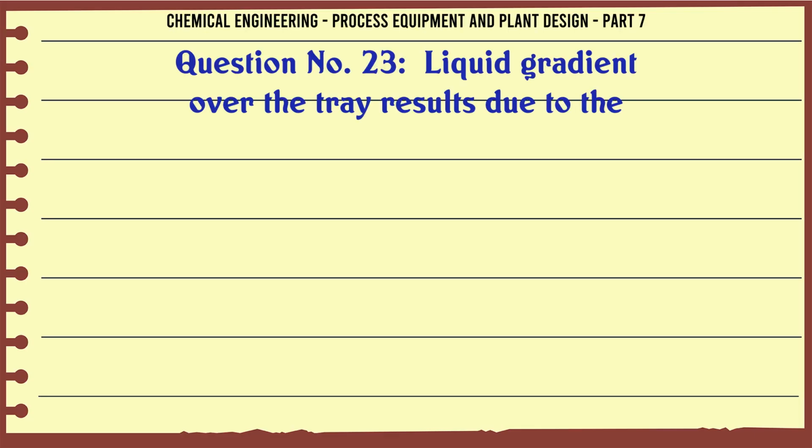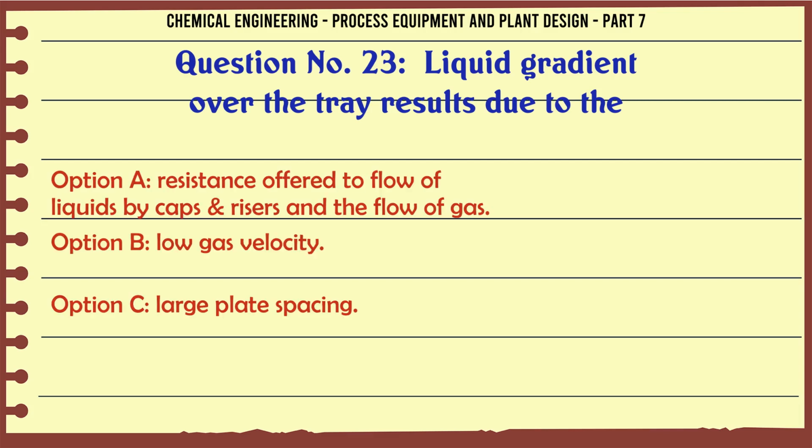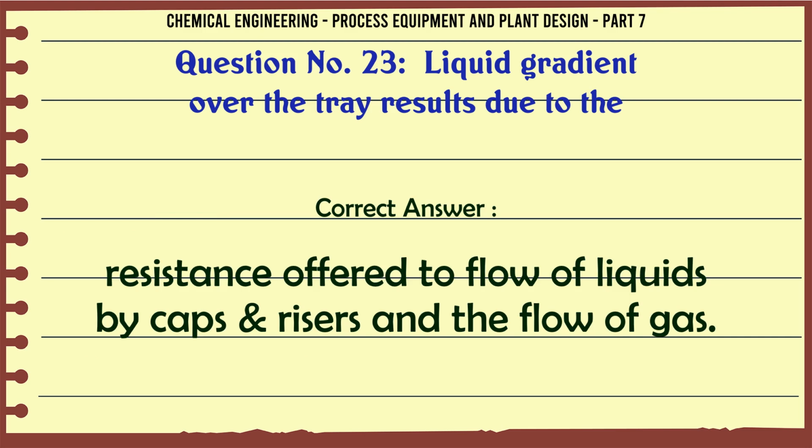Liquid gradient over the tray results due to the A. resistance offered to flow of liquids by caps, risers and the flow of gas. B. low gas velocity. C. large plate spacing. D. large reflux ratio. The correct answer is resistance offered to flow of liquids by caps, risers and the flow of gas.